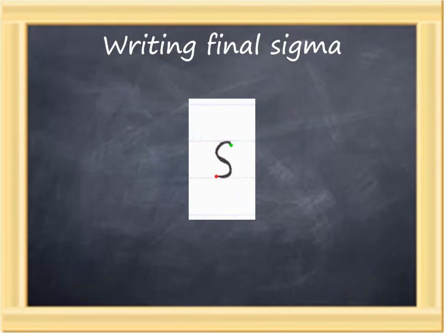The final sigma, that is the sigma that comes at the end of the word, looks somewhat like an S, although if you look at your textbook, the form is more like a C with a tail below it. I think the textbook's version is a little bit better because in Greek inscriptions, the sigma is a C. Practice the sigma several times.